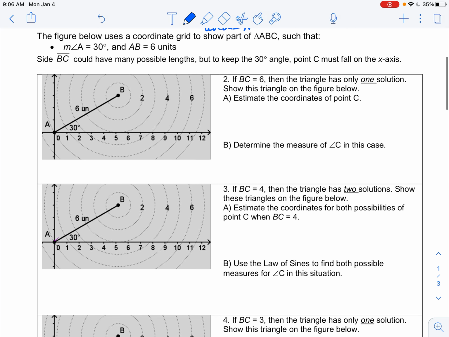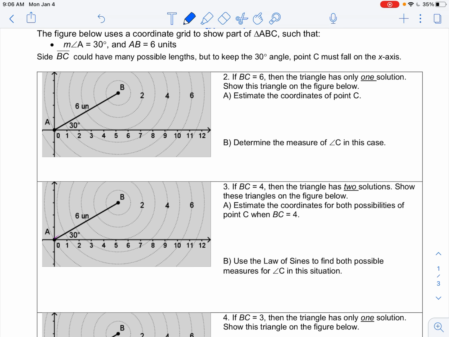The figure below uses a coordinate grid to show part of triangle ABC such that the measure of angle A is 30. So that's this one right here. AB is 6 units. That's this length. These circles are just indicating a unit. So if you count from A to B, this would be 6 units: 1, 2, 3, 4, 5, 6. Side BC could have many possible lengths, but to keep the 30-degree angle, point C must fall on the x-axis. So our point C must land on this x-axis somewhere. We've got to decide where.